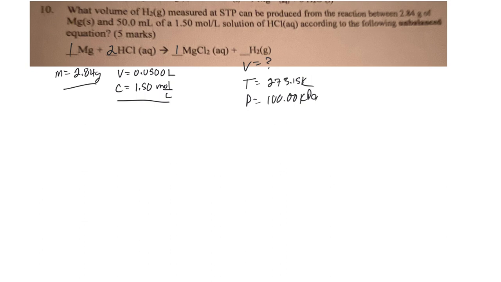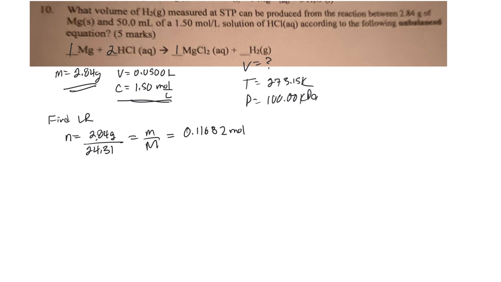Okay, so let's first find our limiting reactant. To do that, I find moles of each one of these reactants. So the moles of magnesium will be 2.84 grams divided by 24.31. That's just the mass over molar mass. Calculator. Okay, that comes out to 0.11682, etc. moles.